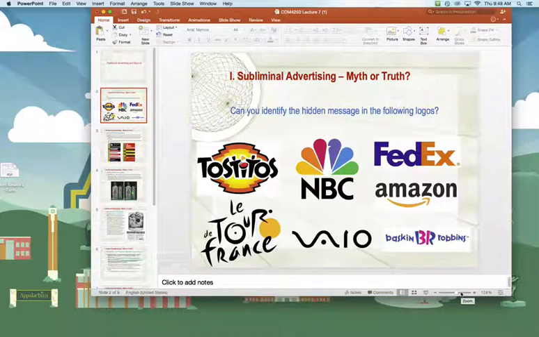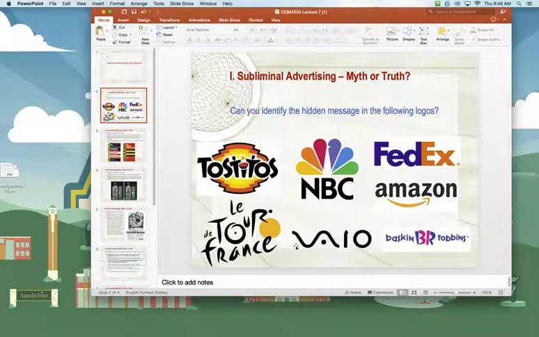Subliminal advertising, myth or truth. A lot of this comes into the aspect of the hidden messages within the following logos. Now, some of these I knew right away. Like the Tour de France that's going on right now, as a matter of fact, I always noticed that the cyclist was in the tour of the word here.